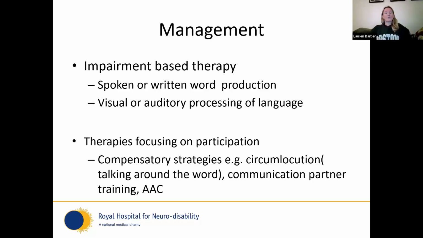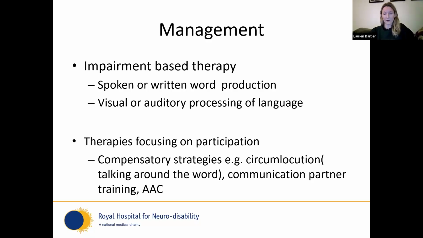And then when we're treating aphasia, it can be impairment based, which is when you really focus on the area of the impairment. So it could be spoken or written word production, if that's where they're having their difficulties, or it could be with their visual processing of language, which could be reading, or their auditory processing, which is how they hear language. So there's lots of different therapy types that we might use within those, depending again on the patient, what their needs are, and how severe it is.